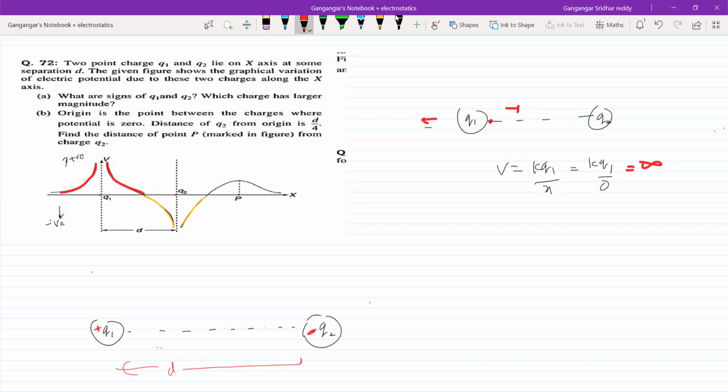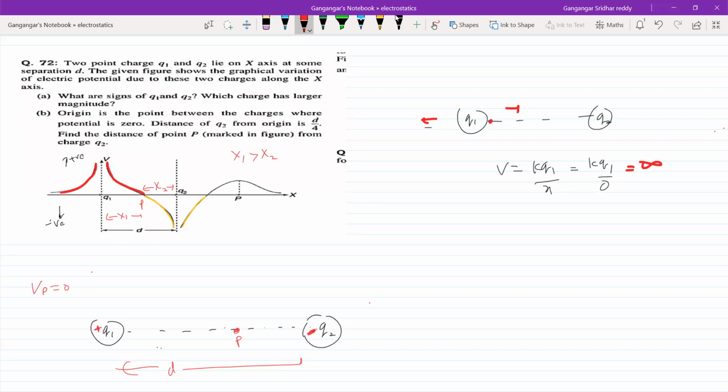So what is the separation between them? Let it be D. Since the magnitudes of the charges are not equal, somewhere at a point, take this to be point P, where the potential will be 0. Look at this particular point. You measure this distance and this distance. Call this X1. What are the signs of Q1, Q2? Okay, we predicted. Which charge has larger magnitude? If X1 is greater than X2, from the diagram, X1 greater than X2, can you say anything about Q1, Q2?